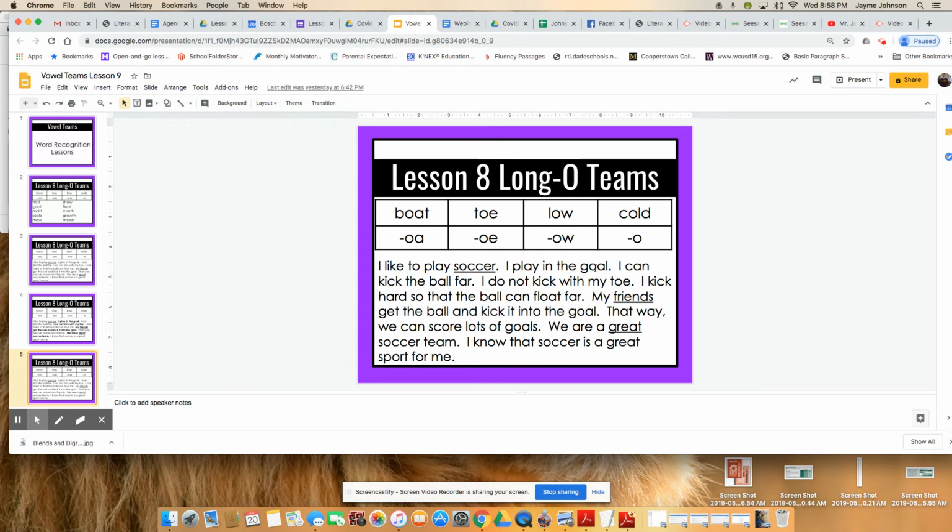I play in the goal. I can kick the ball far. I do not kick with my toe. I kick hard so that the ball can float far. My friends get the ball and kick it into the goal. That way, we can score lots of goals. We are a great soccer team. I know that soccer is a great sport for me.